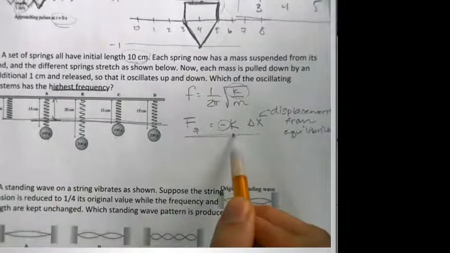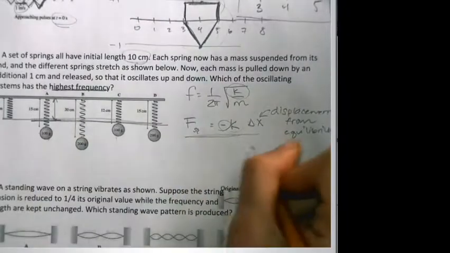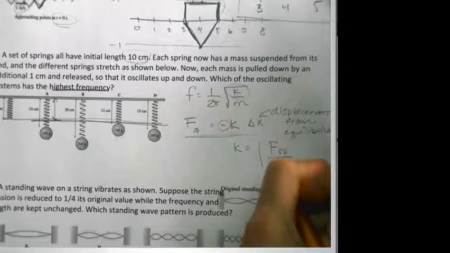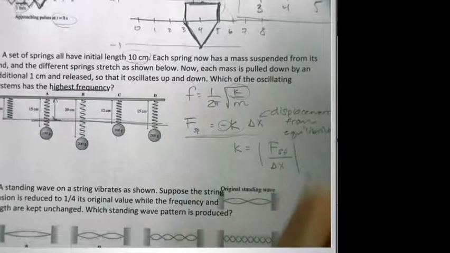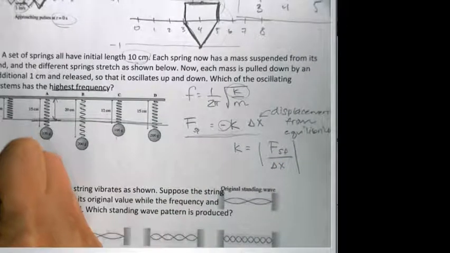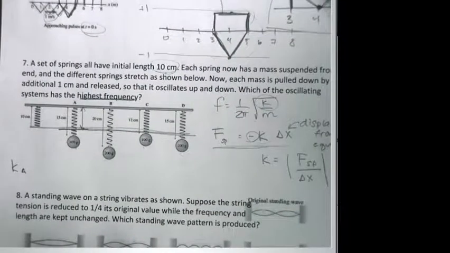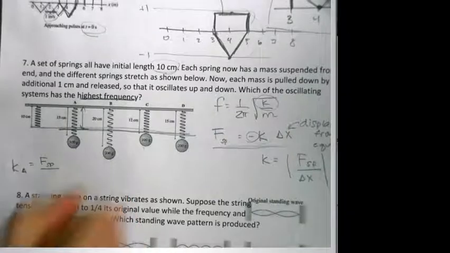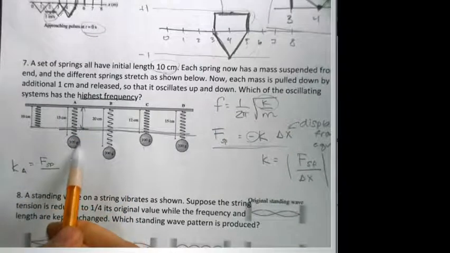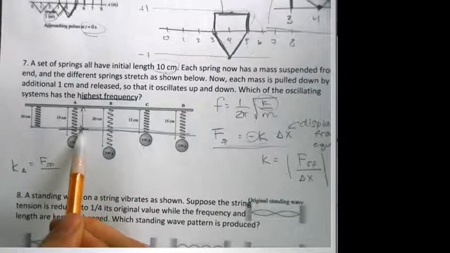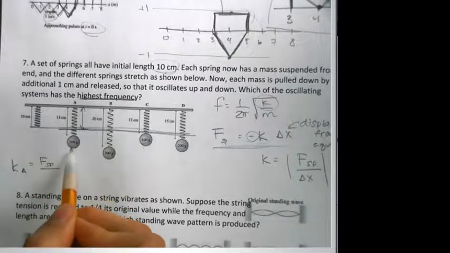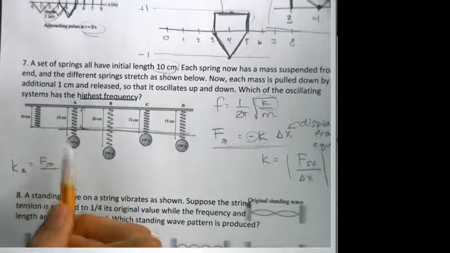Okay, so let's solve this for k. So we'll see that k is the magnitude of the spring force divided by that displacement from equilibrium. So for k of A, that is the spring force divided by its displacement from equilibrium. Its equilibrium position was 10 centimeters and its current displacement is 15. So its displacement from equilibrium is not 15 centimeters, but 5 centimeters.